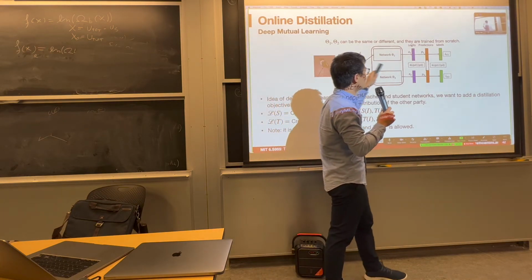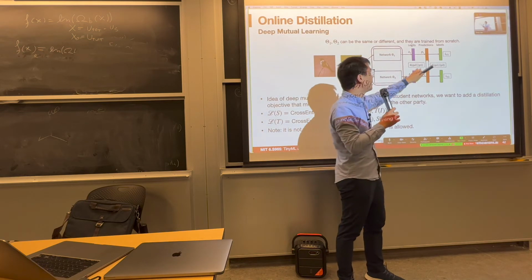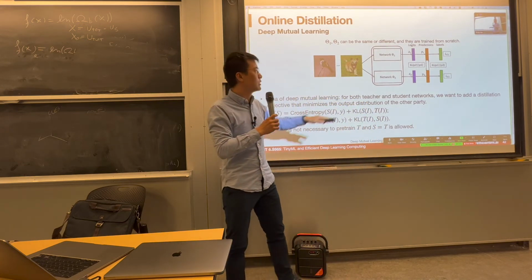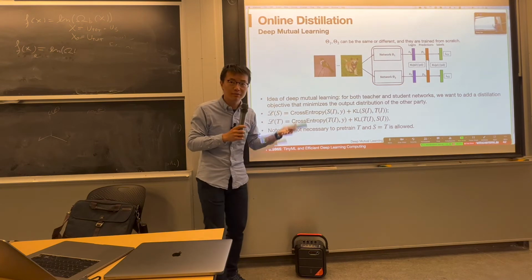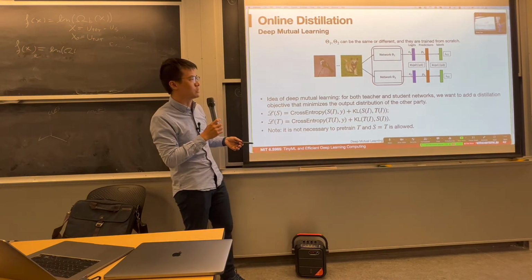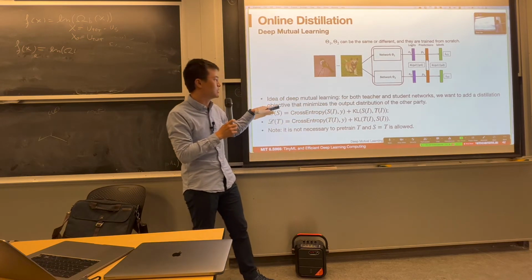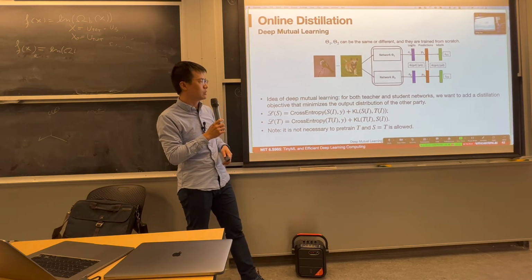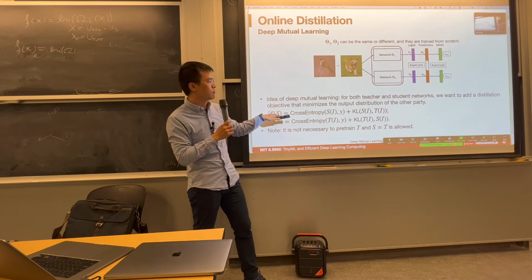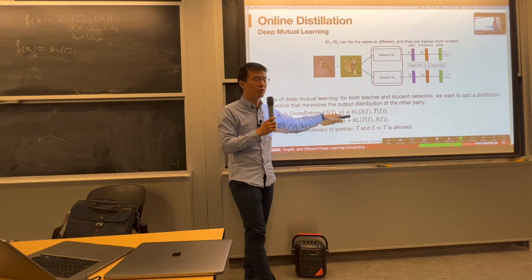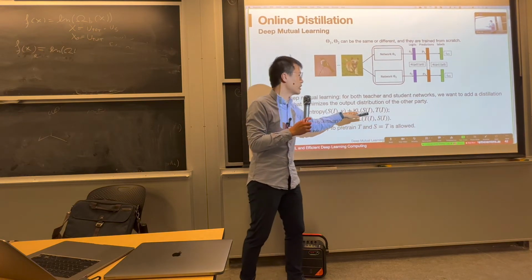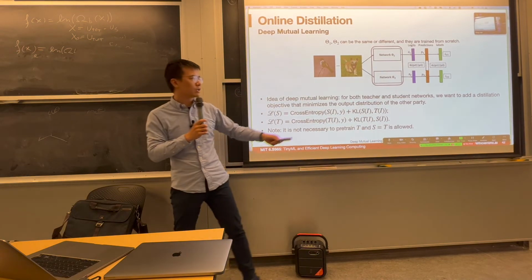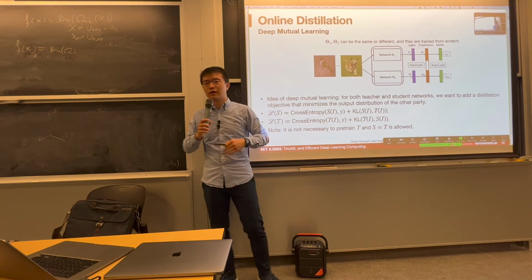So apart from the ground truth, they're also supervised by minimizing the KL divergence between the probabilities of each other, right? So network 1 and network 2 can be the same architecture. They can also have very different architectures. So we just want to add a distillation objective that minimizes the difference from the output distribution of the other party. For both students, they have this cross entropy loss with respect to the ground truth, plus minimizing the KL divergence between one model's prediction and the other model's prediction given the same input.